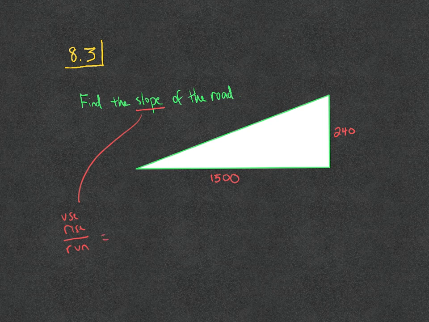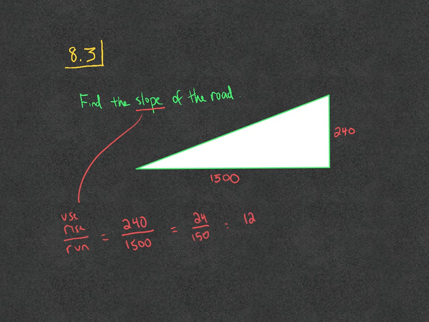So the rise is 240 and the run, the span that we're covering, 1,500. We're just going to use that and then reduce. Both of these have a 0 on the end, so we can reduce by 10. 24 over 150, you could reduce by 2. Just keep reducing this until you can't reduce anymore.